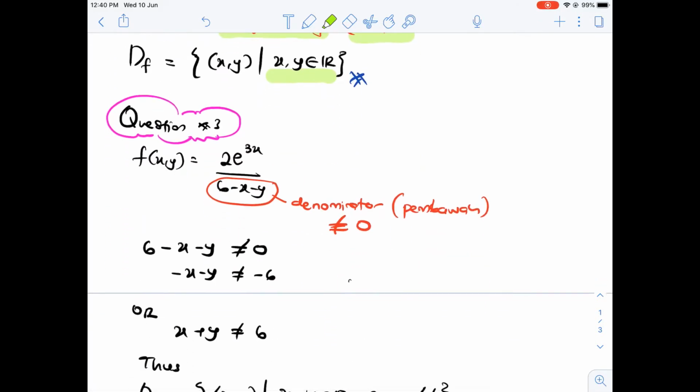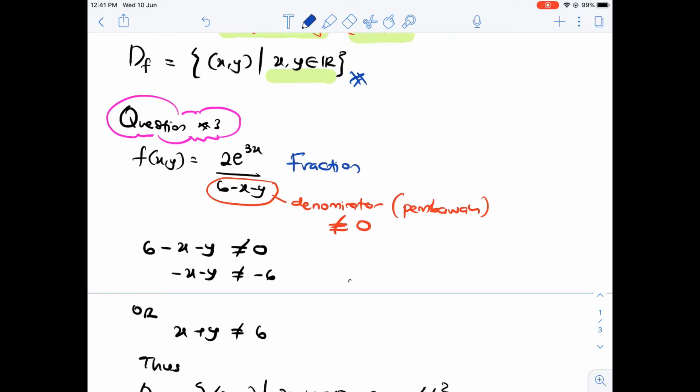So any values of x and y can be valid for this trigonometric function. Okay, next. Question number 3. This question is special because we have fraction, or in Malay, we call this pecahan. In fraction, we have numerator and we have denominator. Denominator is pembawah. So in fraction, we cannot have denominator equals to 0. Cannot. So denominator cannot be equal to 0.